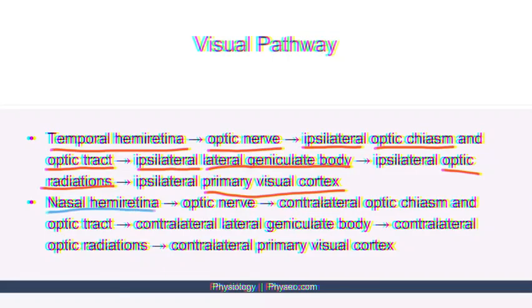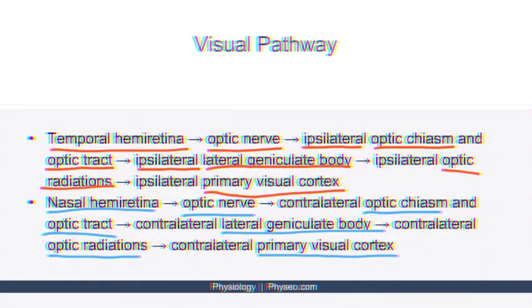Now the nasal hemiretina is the medial half of each retina in each eye. From there, it goes to the optic nerve, and then from the optic nerve, it would go to the optic chiasm, and then the contralateral optic tract. So it has decussated at the optic chiasm. And then it'll go to the lateral geniculate body, again on the contralateral side, and then it'll go to the optic radiations, and then finally the primary visual cortex.